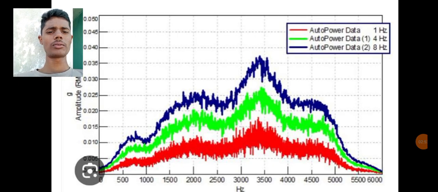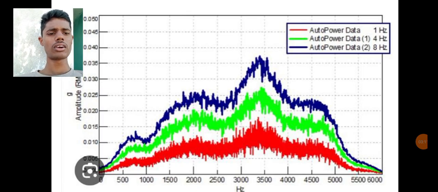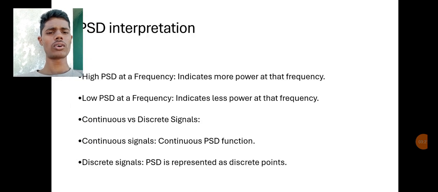This is a graph representing power spectrum density. In this graph, the experiment is done three times. The red color of the signal is the power of the signal. The y-axis is amplitude and the x-axis is hertz. These are examples of power spectrum density. You can find out the power of a signal using this PSD.